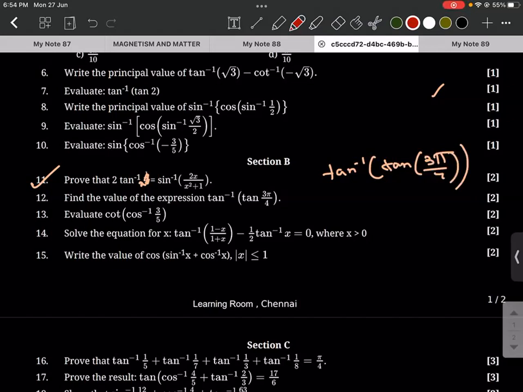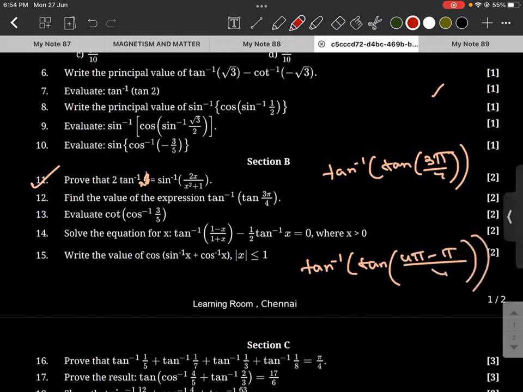See, generally when you have a fractional multiple of pi, there are two things that you need to check: the relation between the numerator and the denominator. If the numerator is less than the denominator, then you try to write the value in terms of denominator minus something. So what can you write it as? Tan inverse of tan of 3 pi by 4, I can write it as 4 pi minus pi divided by 4. Why did I choose 4 pi? Because the denominator is 4.